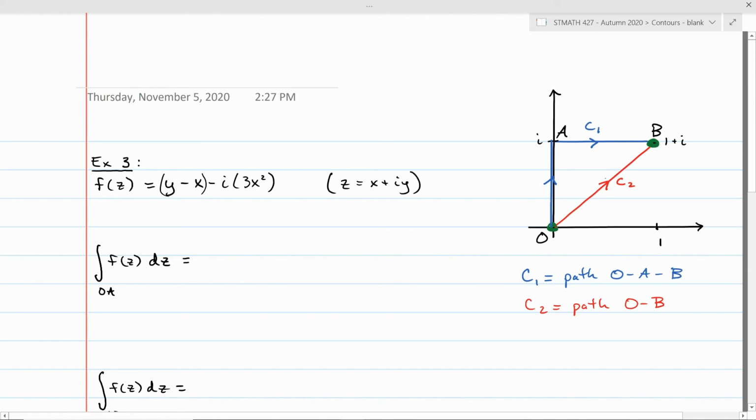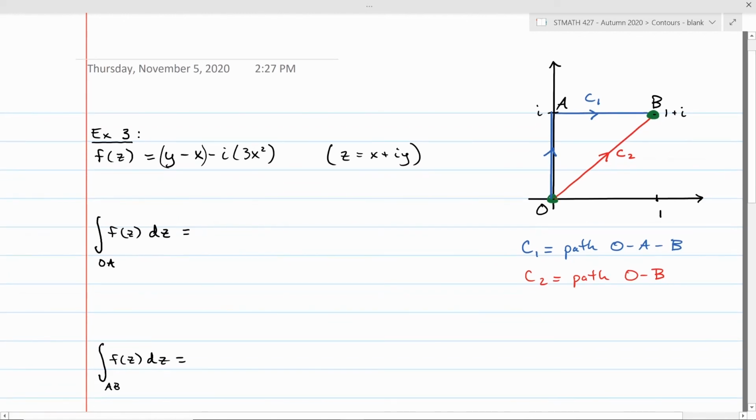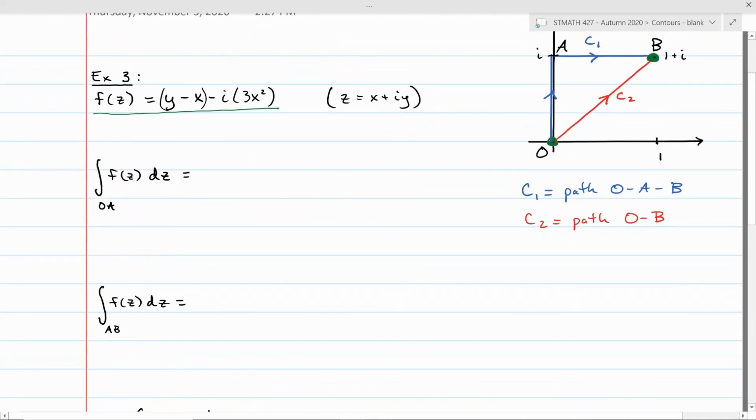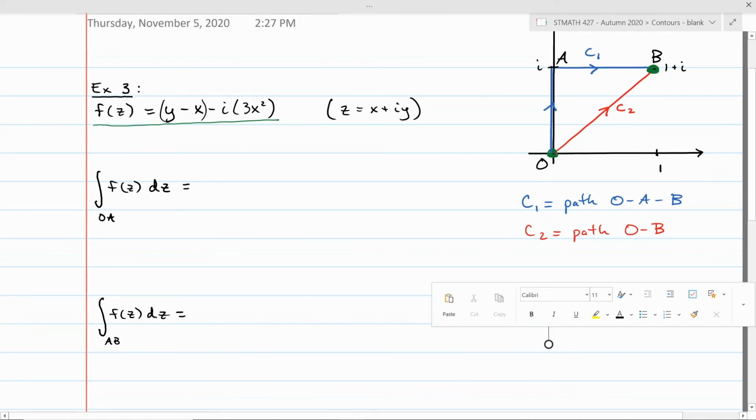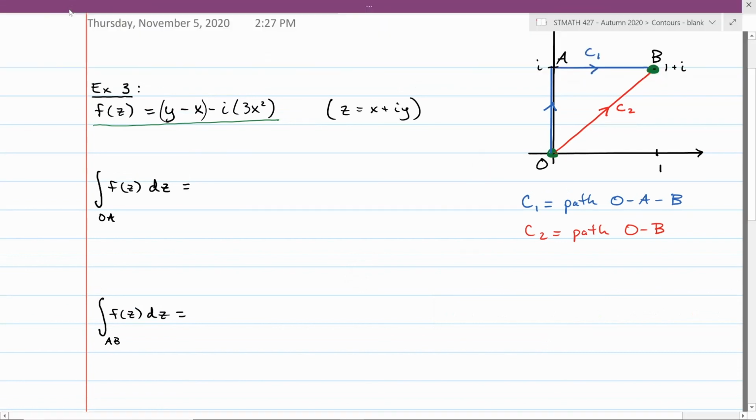So if we had independence of path, I would expect if I integrated this function, f of z equals y minus x minus I times 3x squared, where z is equal to x plus iy, that it probably wouldn't matter if I integrated on the arc C2 or on the arc C1; I should get the same answer. But here we're going to get 2 different answers. Let's do the arc C1 first, but C1's broken up into 2 bits, so we're going to do the 2 separate bits first. So if we integrate on OA, that straight line segment, how do we get that?